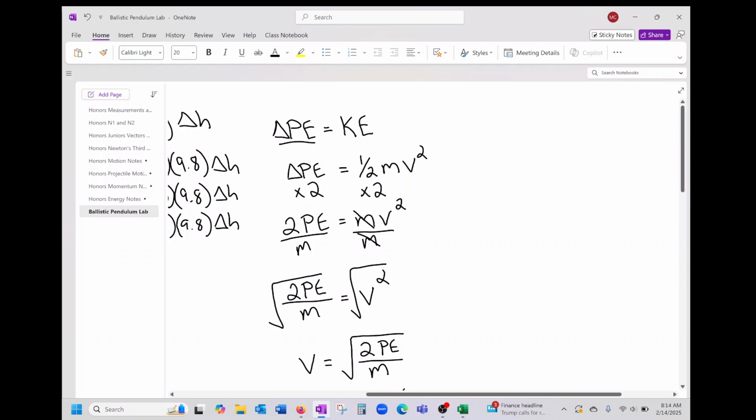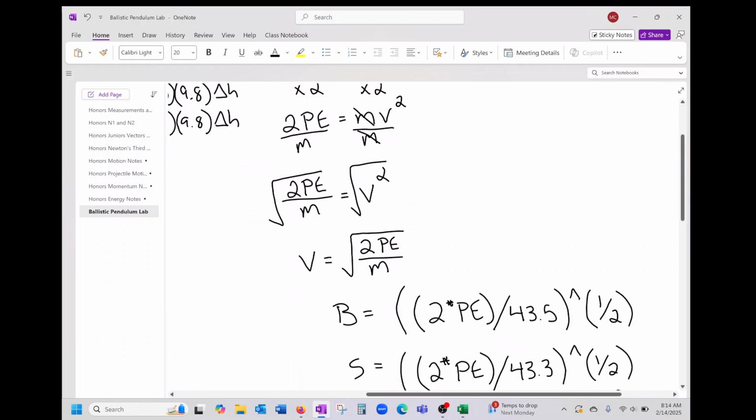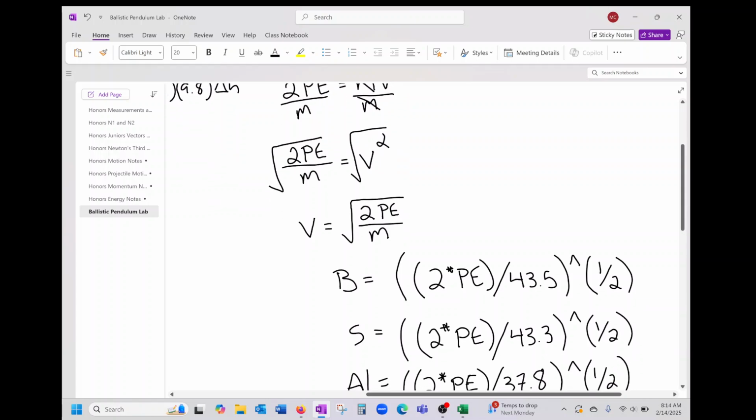In order to tell Excel that we want to do some math, we have to type in exactly the formula that will calculate the velocity. So we'll do a quick derivation to determine what that formula should be. First, we get rid of the 1/2 by multiplying by 2, then we divide by m, and then finally we take the square root. So the formula we need to type in is the square root of 2 times the potential energy over the mass.